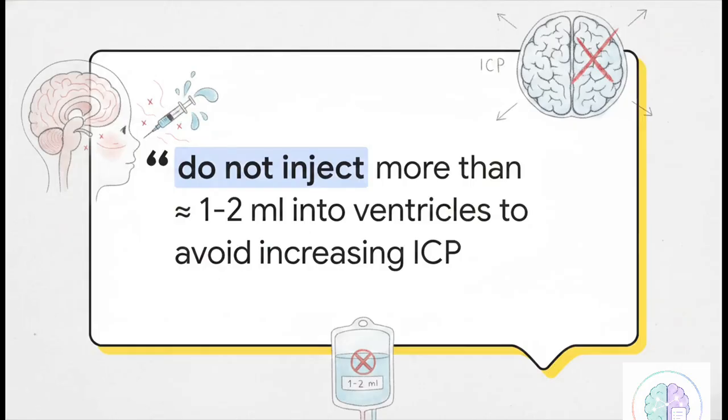And this brilliantly illustrates the most vital safety warning of the entire protocol. It is an absolute, non-negotiable rule. Do not ever inject more than 1 to 2 milliliters of fluid into the ventricles. Exceeding this tiny volume carries a massive, immediate risk of dangerously spiking the patient's intracranial pressure. We're talking about severe, potentially fatal neurological damage if you get this wrong.